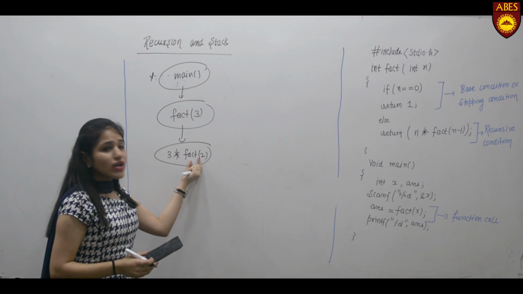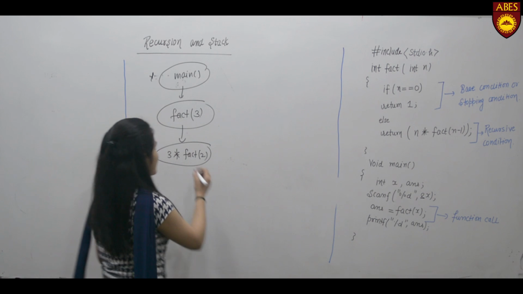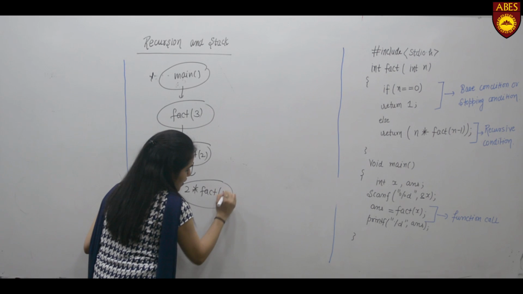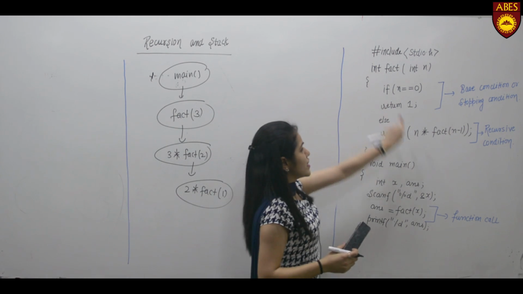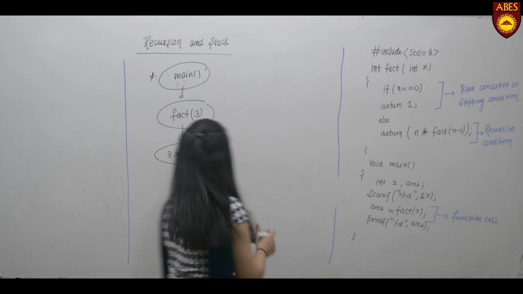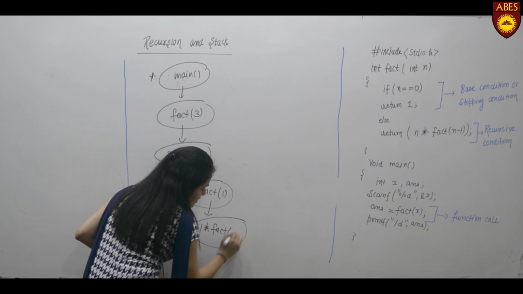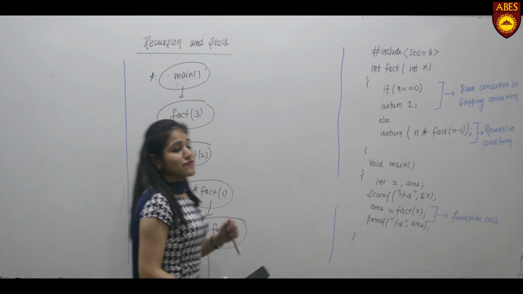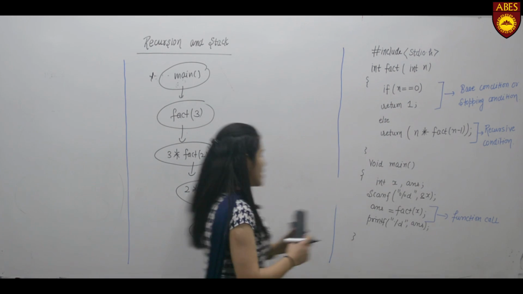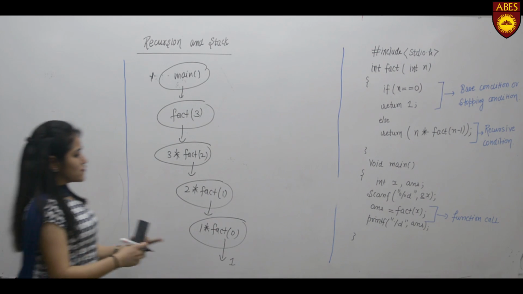Fact of 2 is again calling itself and it will return n, that is 2, into fact of 2 minus 1, that is 2 into fact of 1. Here the value of n is 1. So the else part will execute and it will return 1 into fact of 1 minus 1, 1 into fact of 0. Now the value of n is 0. So look here, if n equal to 0, then return 1. So fact of 0 will give us the value 1.